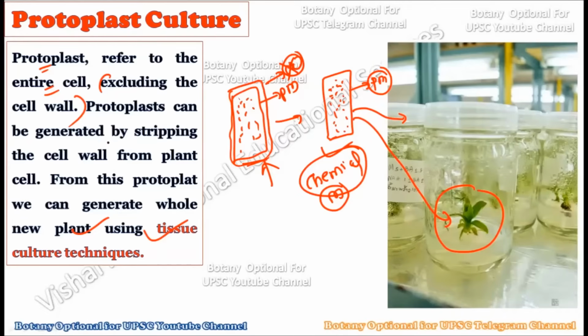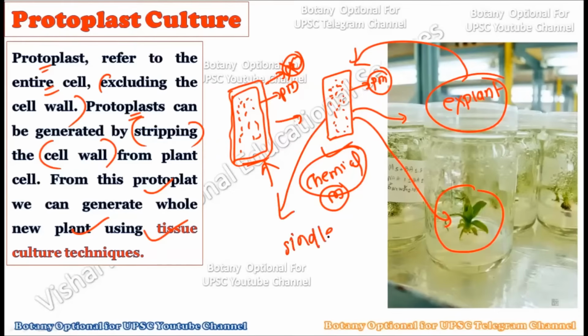Generally these protoplasts are created by stripping out the cell wall from the plant cell, and they have the ability to be converted into a whole new plant using plant tissue culture techniques. So basically, instead of the explant, we are using the protoplast. The initial step is different from plant tissue culture, because here we are not using any tissue or any part of the plant, but we have taken out one single cell. This single cell also undergoes treatment for the removal of the cell wall from it.